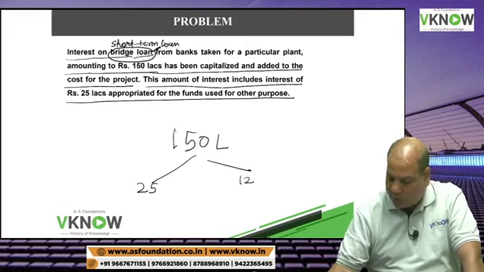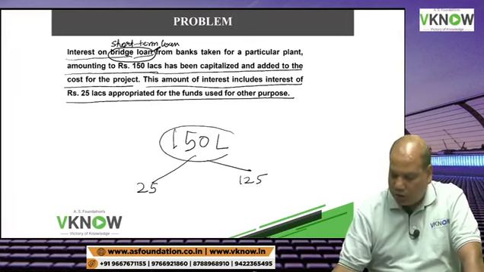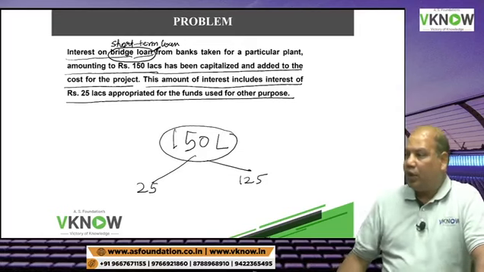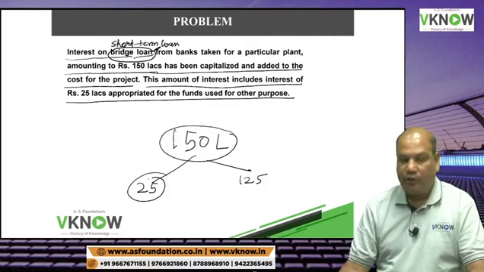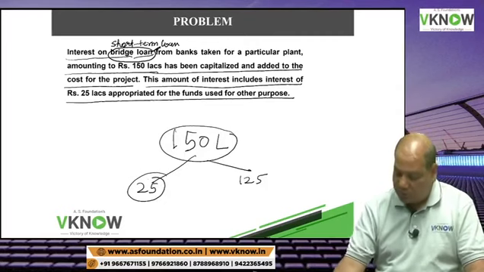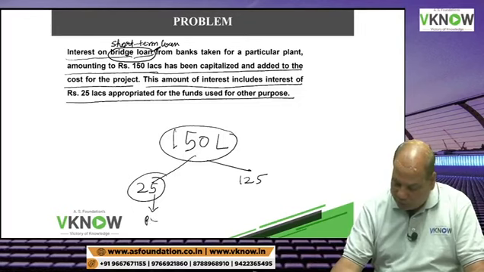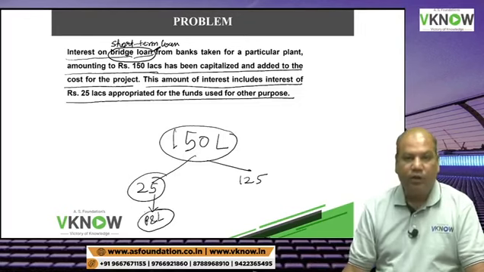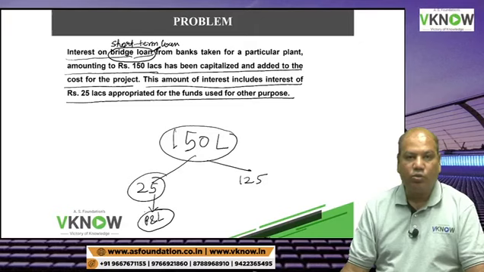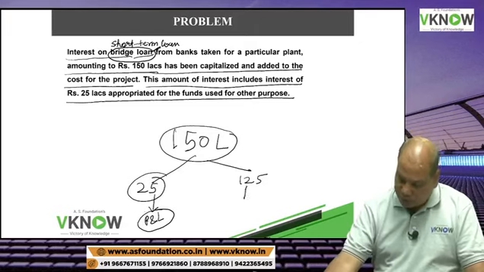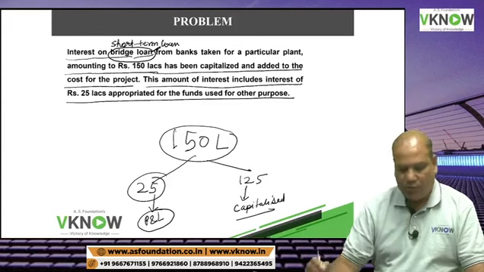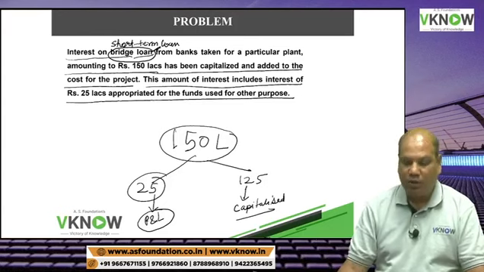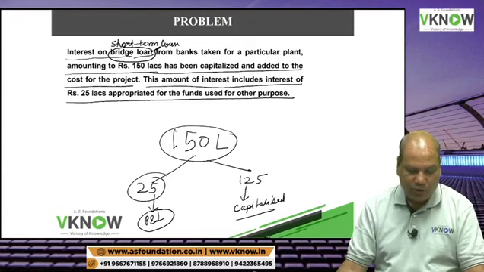Now there is a small problem. Total interest is 150 and they have capitalized the full amount. But the question says 25 lakh is appropriated for other purpose. So your answer will be this 25 lakh will be charged to P&L account and this 125 lakh will be capitalized. The answer is given in your book.